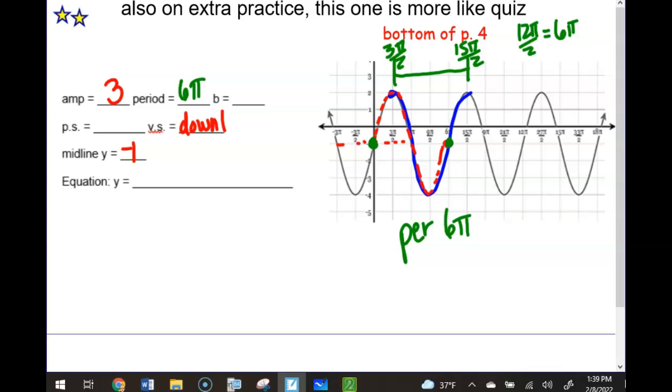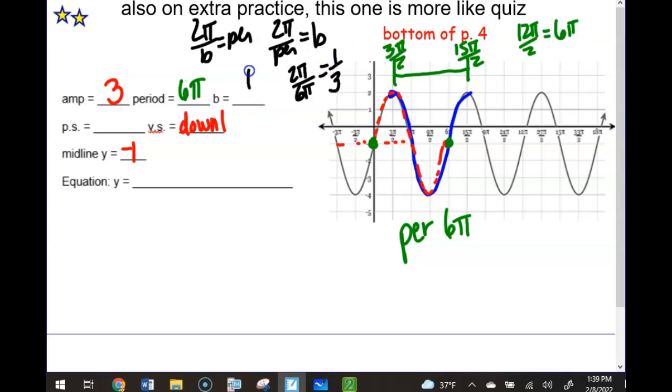All right, then how do you go back and find B once you know that? It's 2 pi divided by B equals period, or 2 pi divided by the period will give you the B value. So 2 pi divided by 6 pi is just 1/3. Everybody good? Phase shift. What did we decide if we were calling it a sine? It didn't need one.